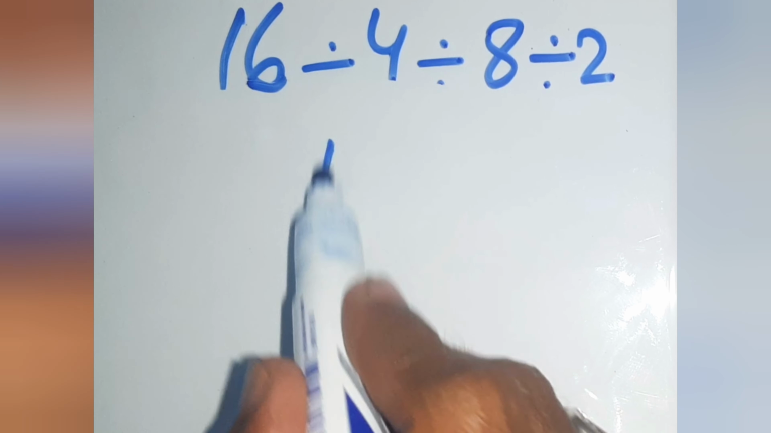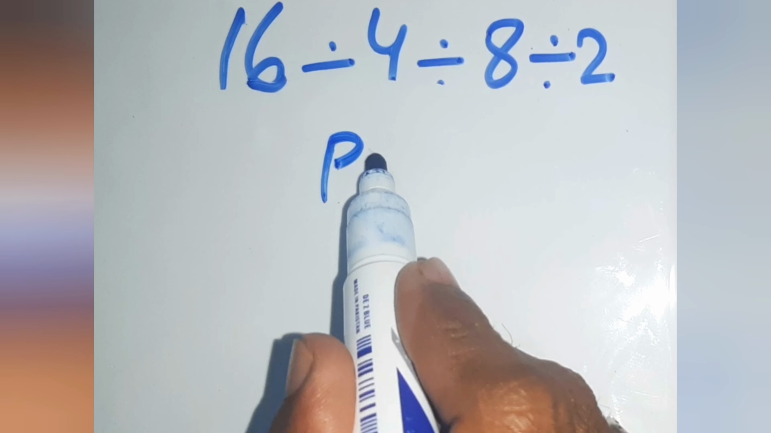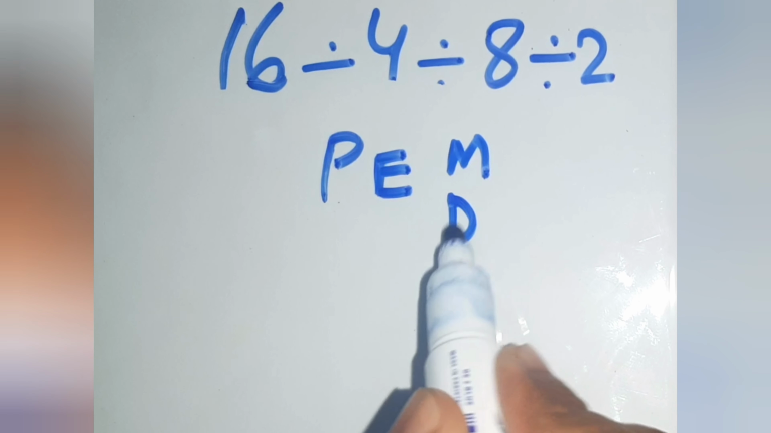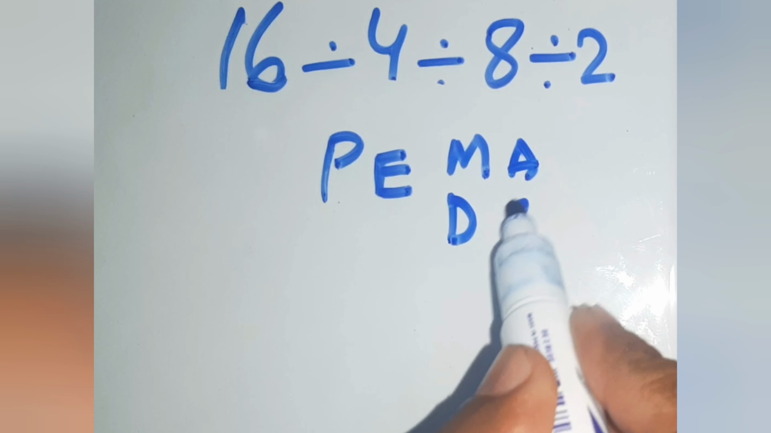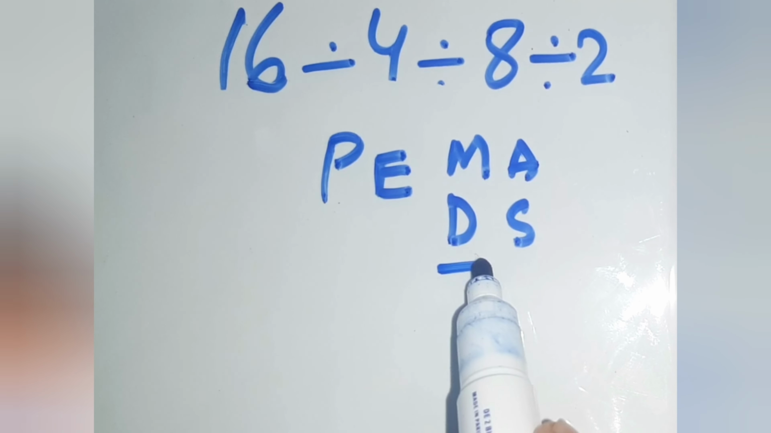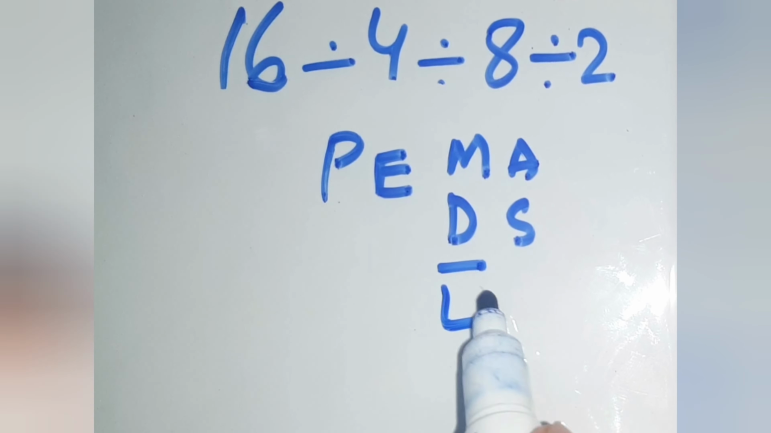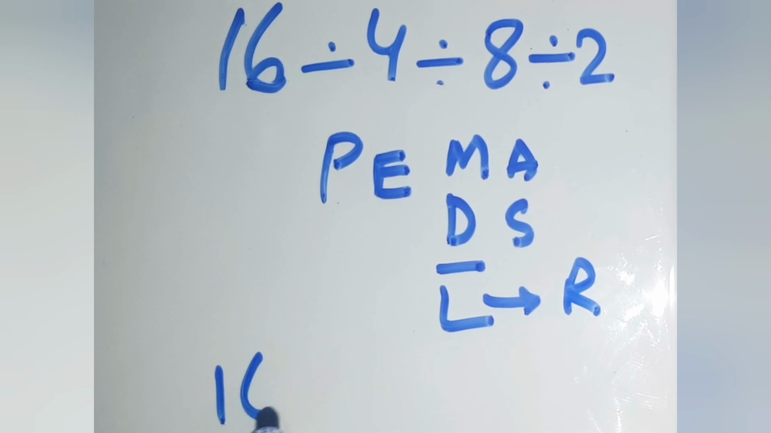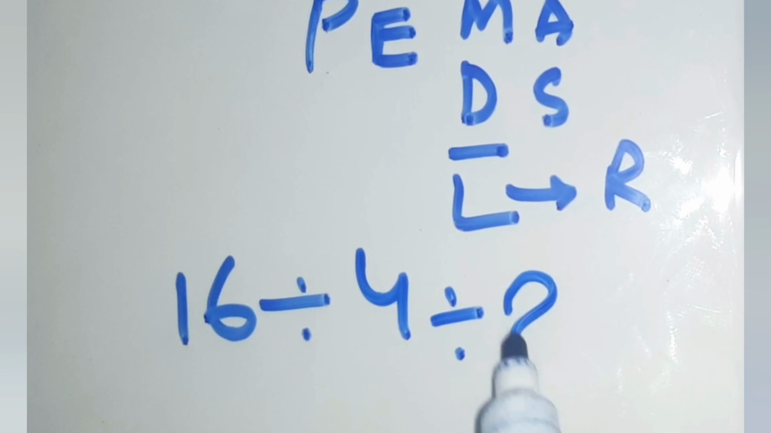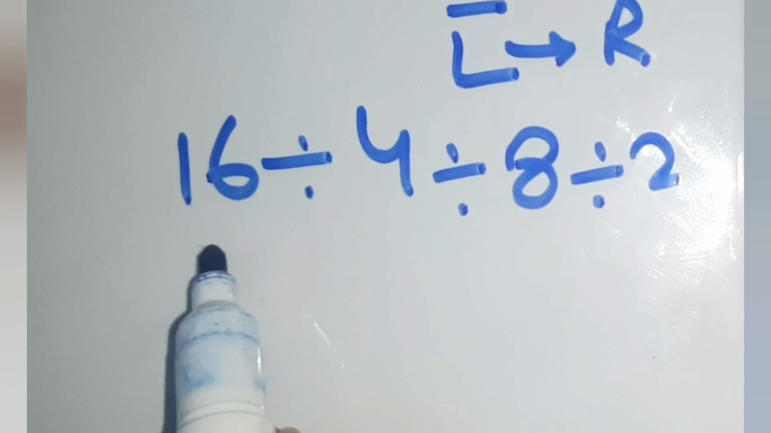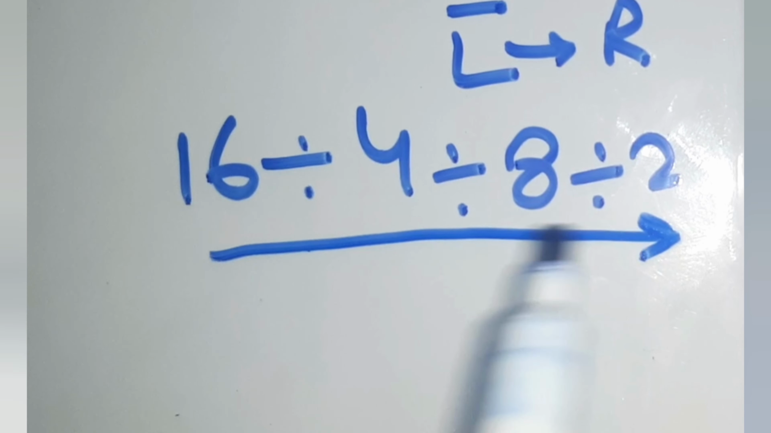Because according to the order of operations, first we do parentheses, then exponents, then multiplication or division, and then addition or subtraction. Remember that multiplication and division have equal priority, and we have to work from left to right. So, 16 divided by 4 divided by 8 divided by 2. Here we have to work from left to right.